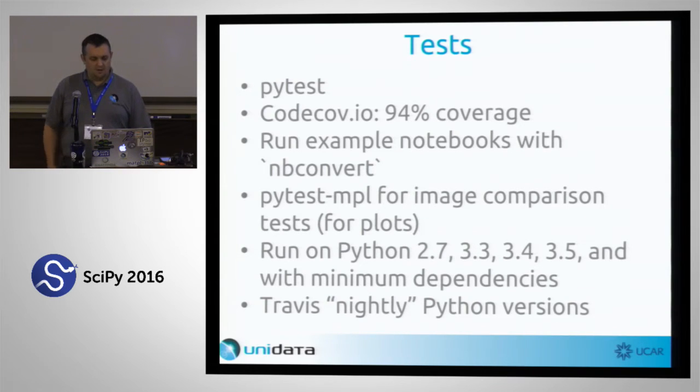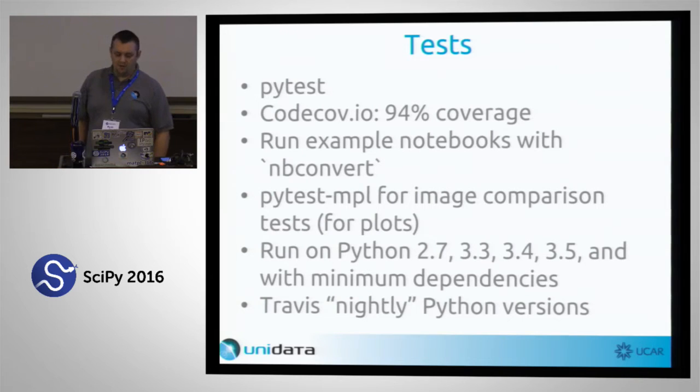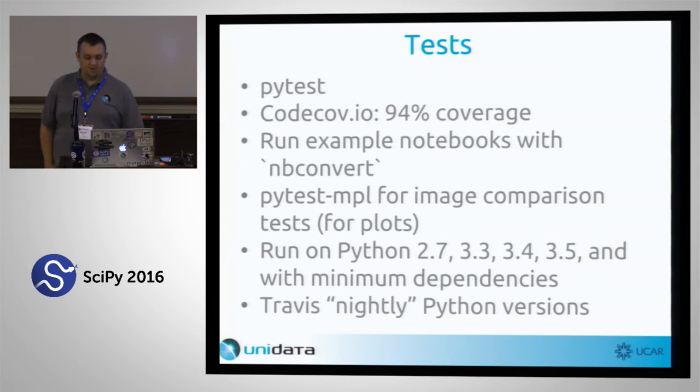And as I pointed out, we run on 2.7, 3.3, 3.4, and 3.5 on Travis as well as the minimum dependencies. And that just makes sure that if I say MetPy is going to run on something, it actually runs on it without me needing to constantly do this all on my laptop. And then the Travis nightly versions as well.